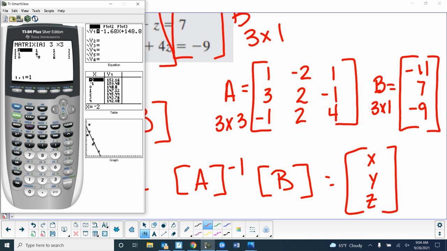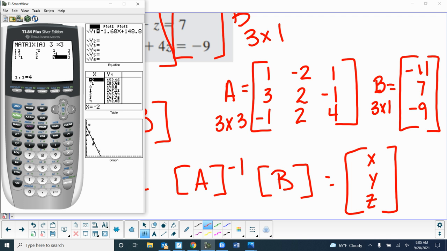Okay. Now just go 1, enter. You're going to go to the middle one. Negative is down here. Negative 2, enter. 1, enter. That's your first row. 3, enter. 2, enter. Negative 1, enter. Negative 1, enter. 2, enter. 4, enter. Any problems? That's your 9 numbers for your 3 by 3.